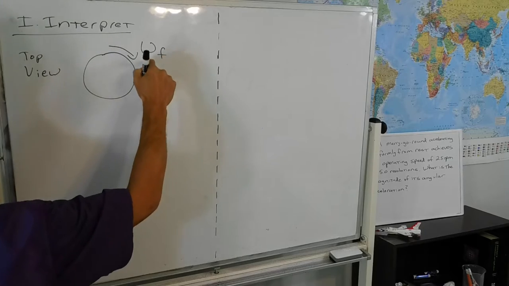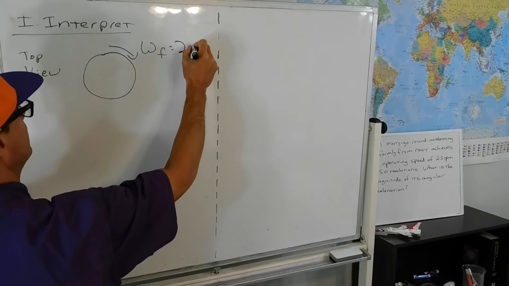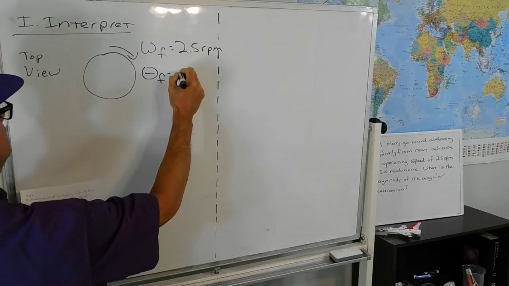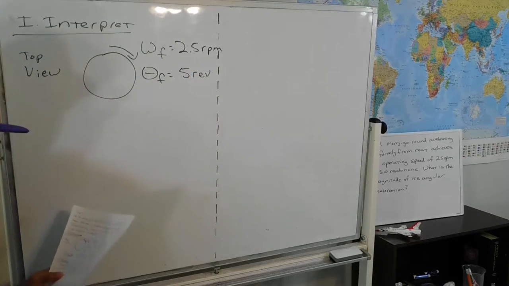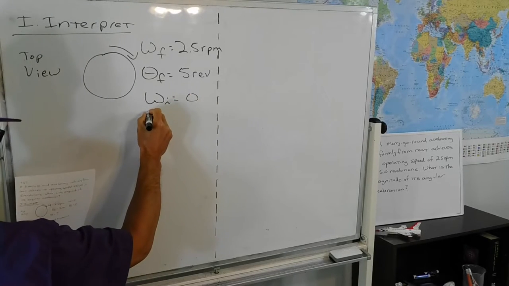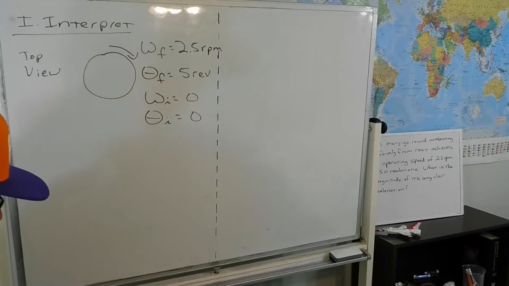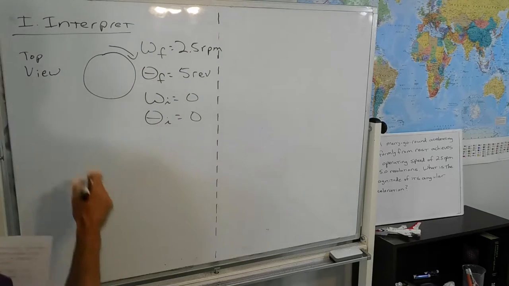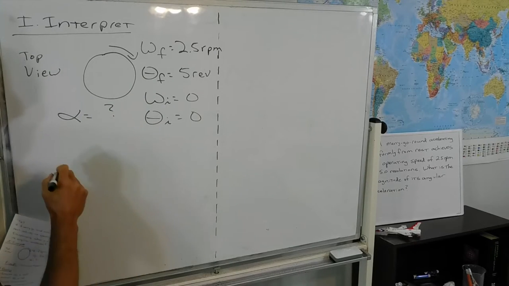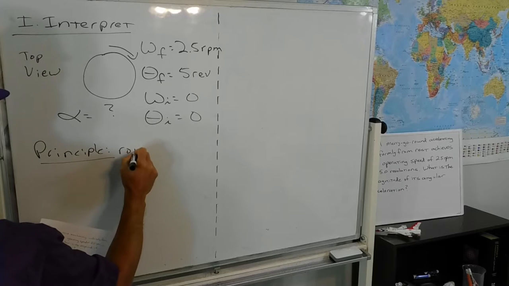Omega final, and this is not a W, it's the Greek lowercase omega, is 2.5 RPM. Theta final is 5 revolutions. Omega initial is 0, we know that because it started from rest, and theta initial we're going to define to be 0, so it goes from 0 to 5 revolutions in the process of spinning up. Alpha is a symbol for angular acceleration, and that's the unknown in the problem. And the principle here is rotational kinematics.